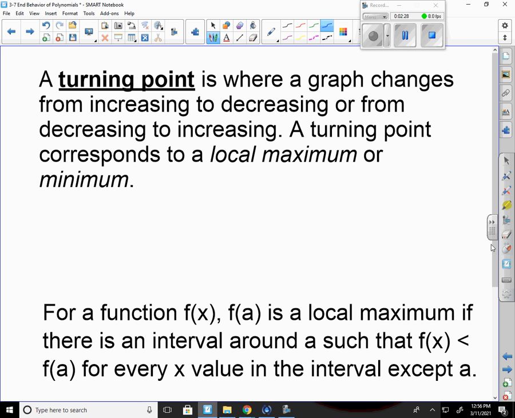A turning point is where a graph changes from increasing to decreasing or from decreasing to increasing. A turning point always corresponds to a local maximum or a local minimum.